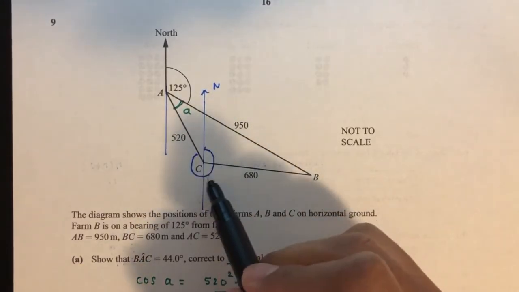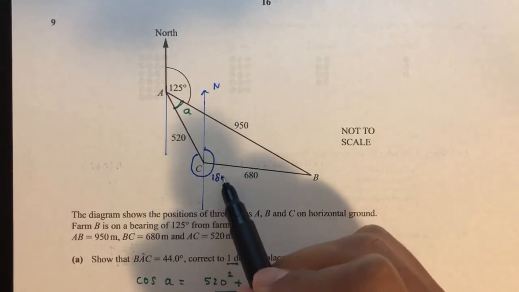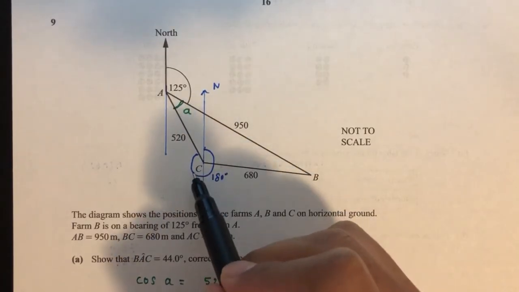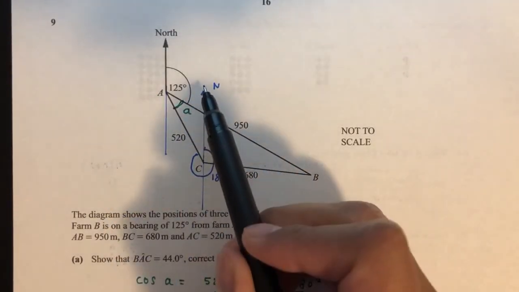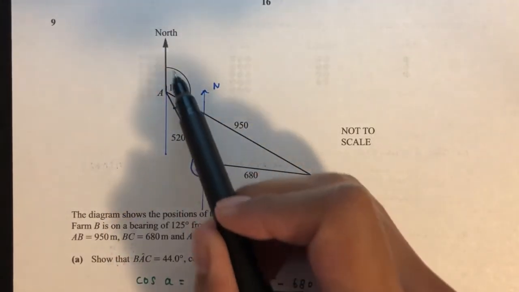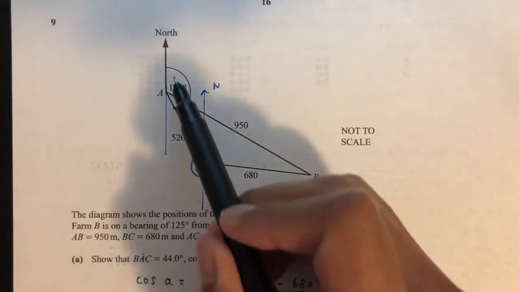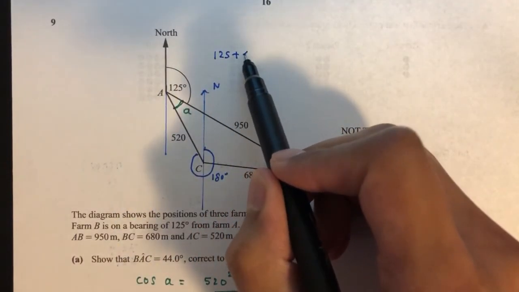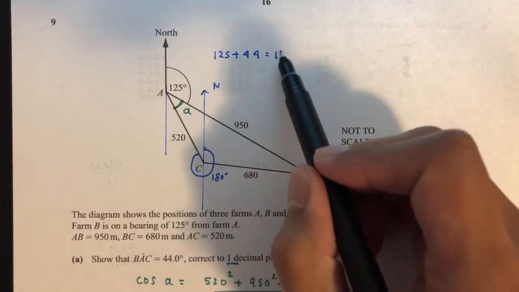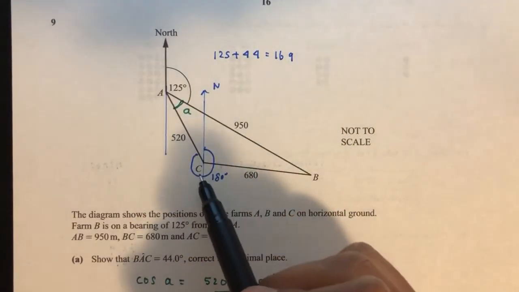We know this angle here is 180. How about this angle? We observe that this line and this line are in the same direction, so the alternate angle here will be equal to this angle. So what is the size of this angle? It will be 125 plus 44. That will be 169. So this is 169.